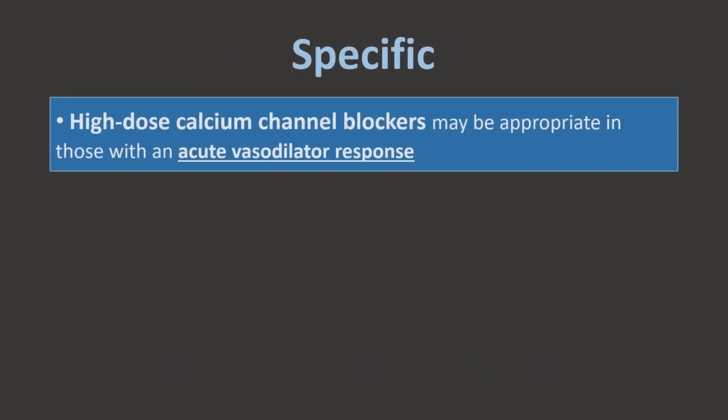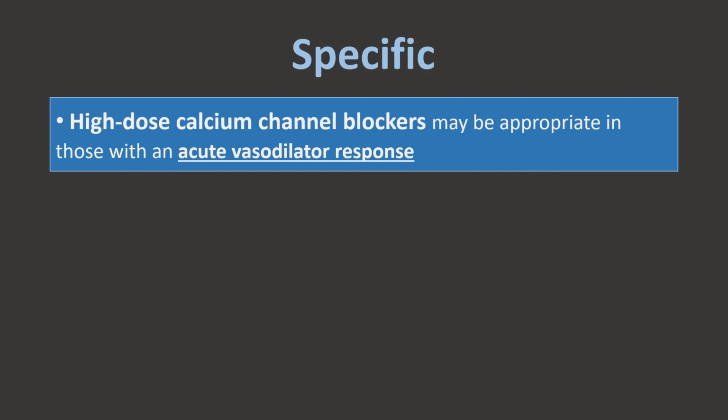Now coming on to specific therapy. In those cases who show acute vasodilator response, high-dose calcium channel blockers are an appropriate mode of treatment, but this group of patients is usually lower in number.